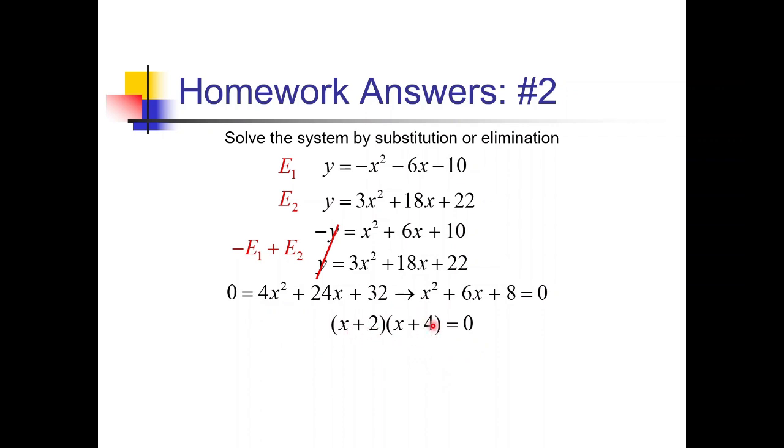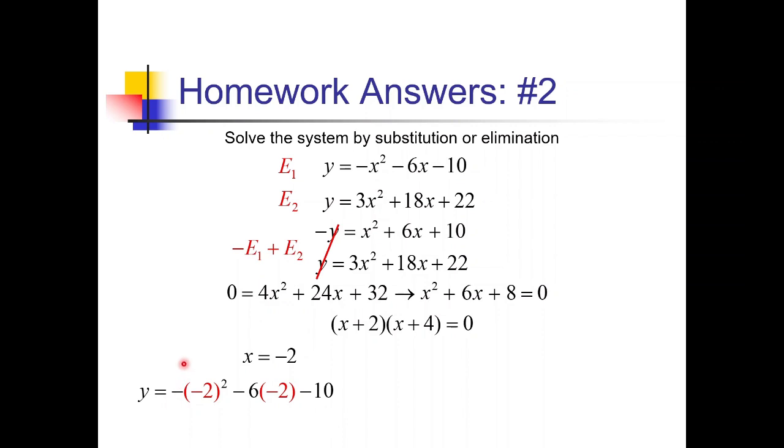So setting each of these equal to 0 and solving, for my first parentheses I've got negative 2 that zeros it out. And let me just plug that back in to get a y value before I forget to do that. Now between the two equations, these both look kind of equally nasty. So I'm just going to plug this into the first equation. So we have negative 2 squared minus 6 times negative 2 minus 10.